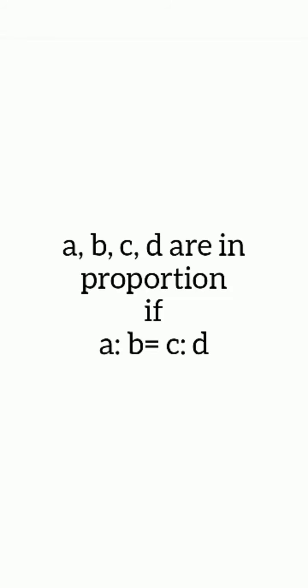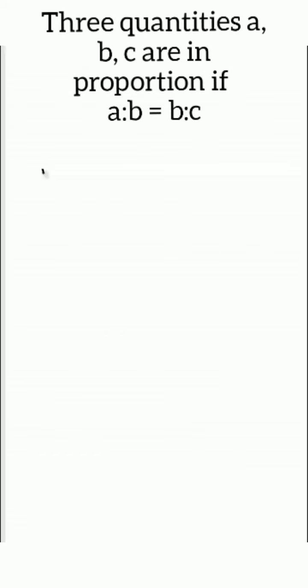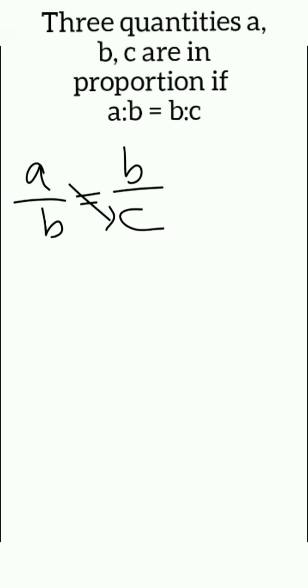So we can say that four quantities are in proportion if A is to B is equal to C is to D. Then what if we have only three quantities? How can we say that three quantities are in proportion? Let's see. Three quantities A, B and C which are of the same kind are said to be in proportion if A is to B is equal to B is to C. That is, A by B is equal to B by C. If I cross multiply this, I will get A into C is equal to B into B.